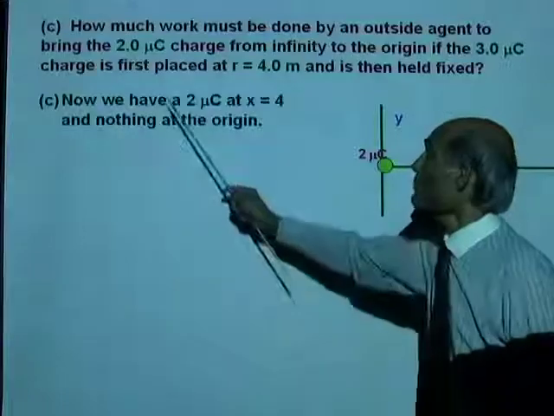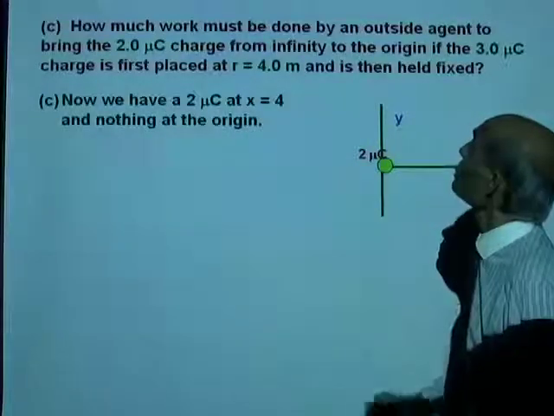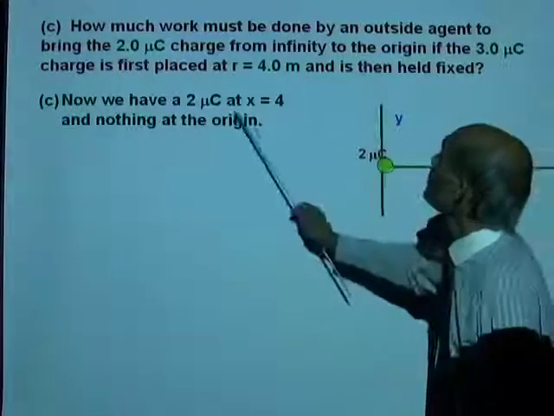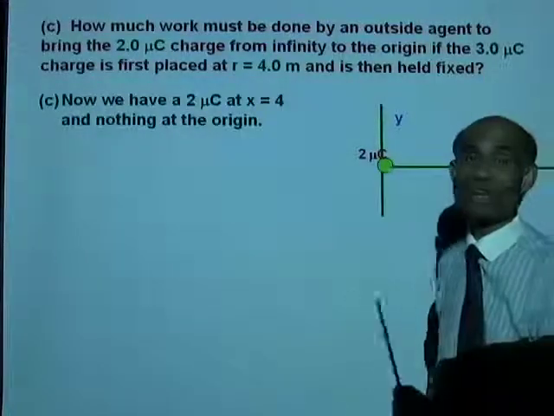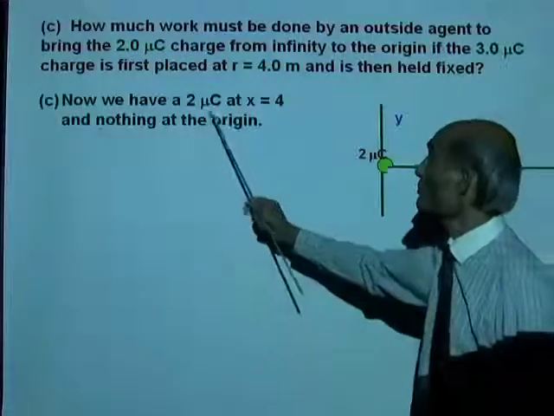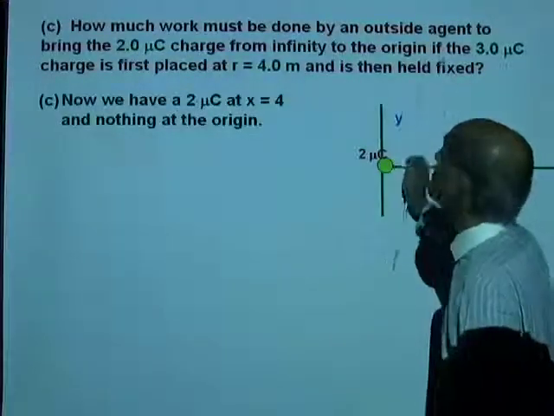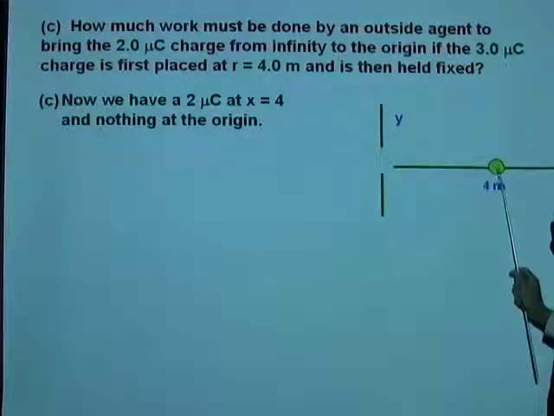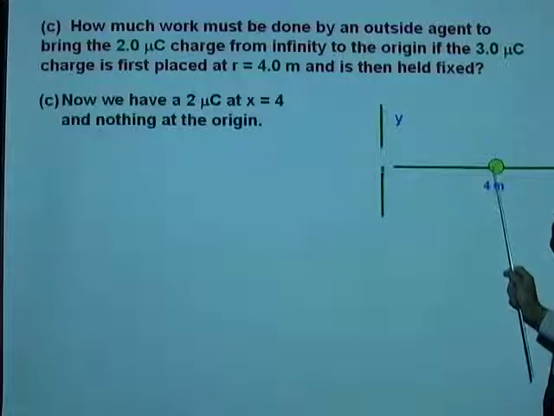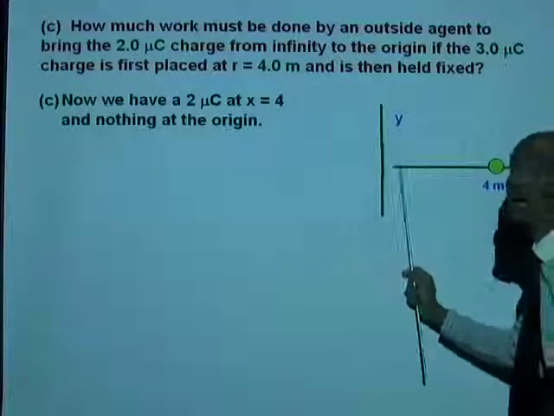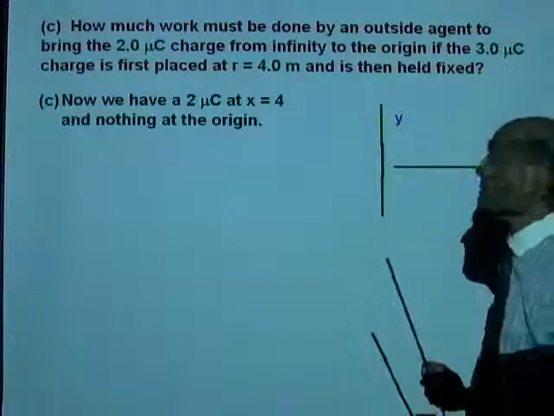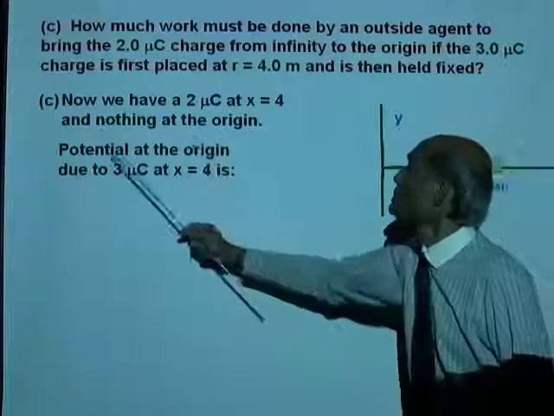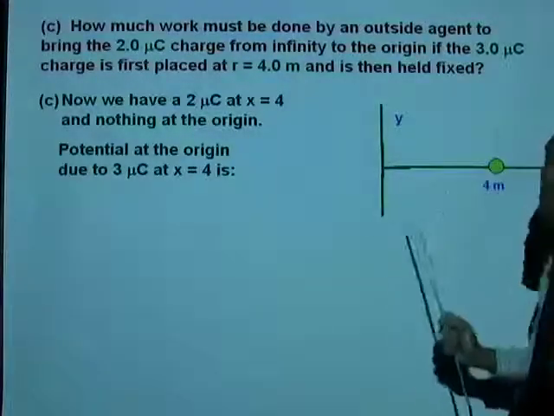Okay, now we have a 2 microcoulomb at x equal to 4. No, we have a 3 microcoulomb at x equal to 4, not a 2 microcoulomb. So we need to correct that. We have a 3 microcoulomb at x equal to 4. There we have a 3 microcoulomb here. So there is nothing at the origin. I've removed the charge from the origin.